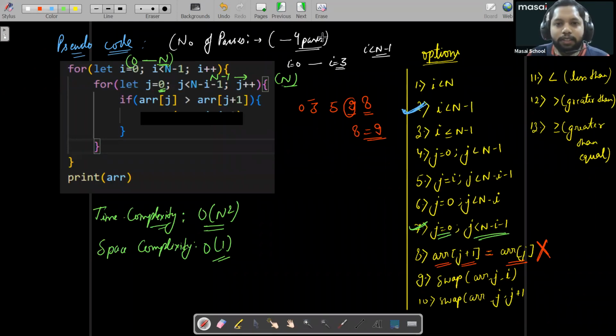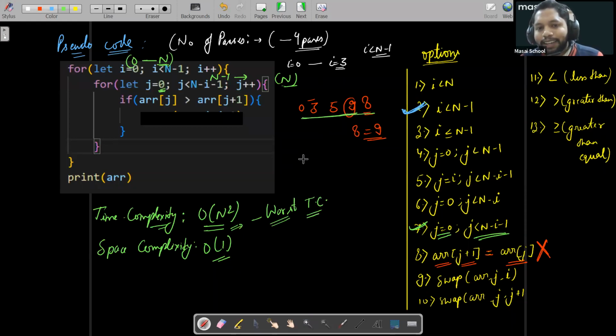One more thing, guys. There is one activity for you, like the time complexity. This is the worst time complexity. But what happens if the array is already sorted? Suppose this array 0, 3, 5, 9, 8, it is already sorted as 0, 3, 5, 8, 9. What will happen? Do I need to do it again and again? Can you do any implementation here in the bubble sort so that you can detect if the array is already sorted or not?